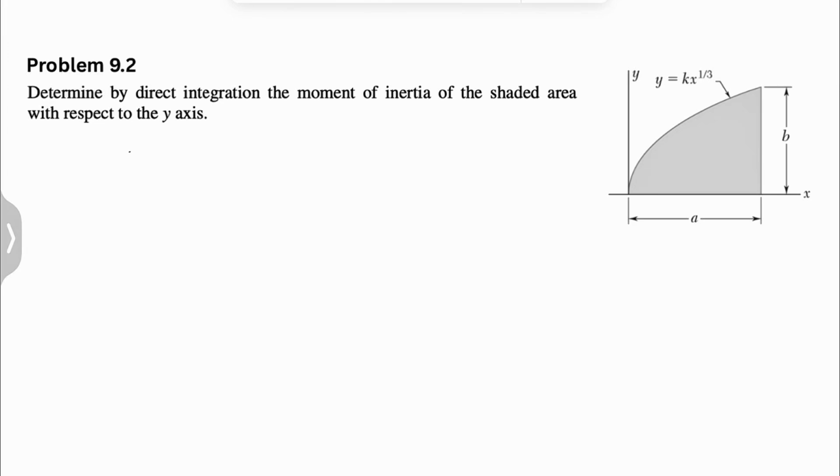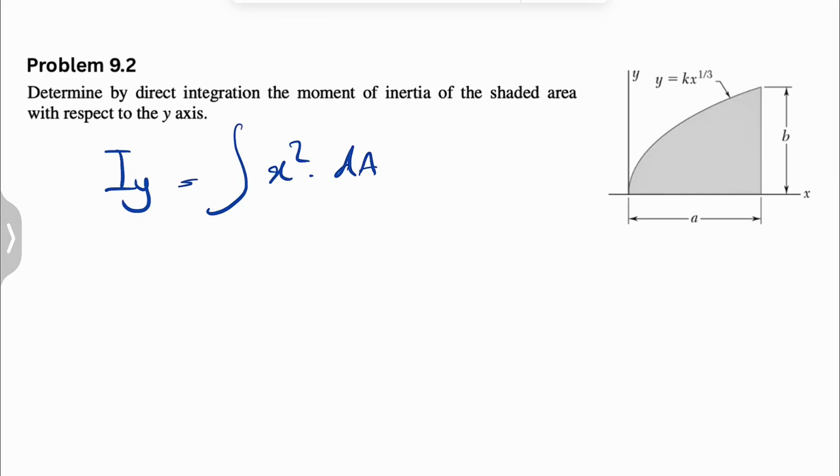Alright guys, we're going to be solving another question from chapter 9 of Vector Mechanics for Engineers, and we need to determine by direct integration the moment of inertia of the shaded area with respect to the y-axis. We started this topic in the previous video, and basically the formula that we have is the moment of inertia with respect to y, I_y, would be the integral of x squared times dA.